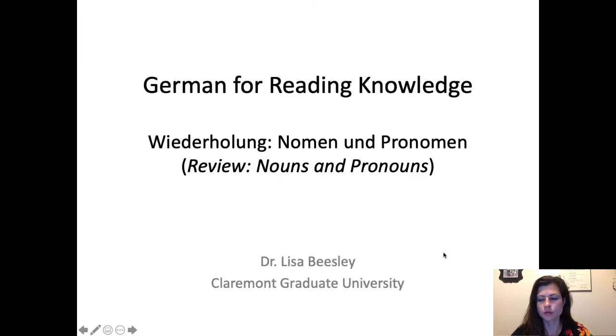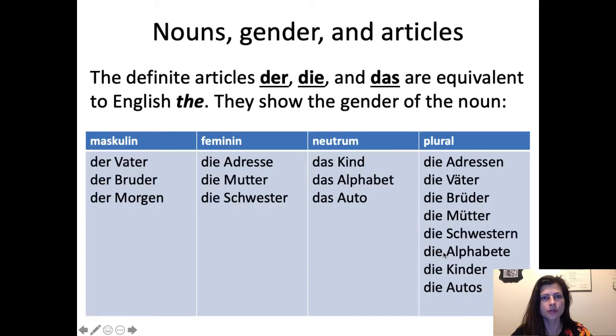So, Nomen und Pronomen. We started with the fact that nouns have gender in German, right? We have der, die, and das, which are masculine, feminine, and neuter. You have masculine, for example, der Vater, der Bruder, der Morgen. Of course, Vater and Bruder have gender, so that makes sense. But then der Morgen is the morning. And so all nouns have gender, even if they are just inanimate objects or concepts.